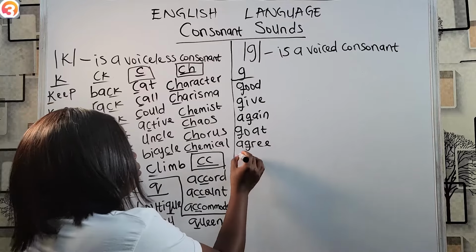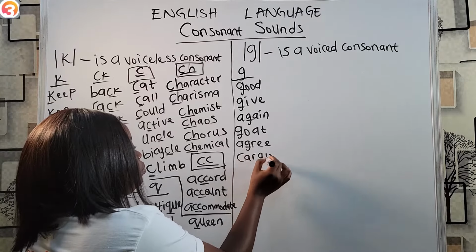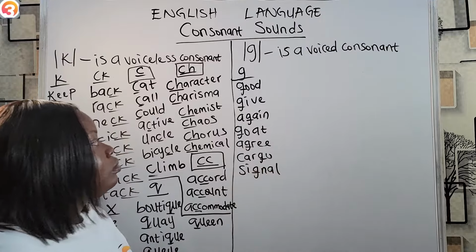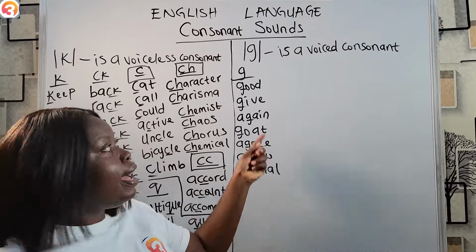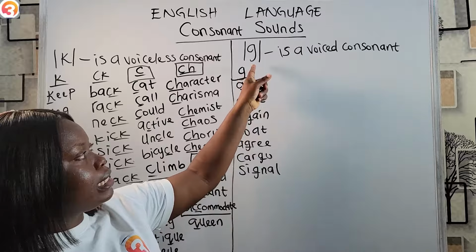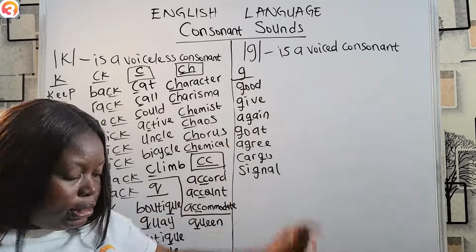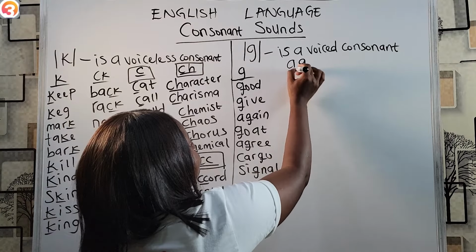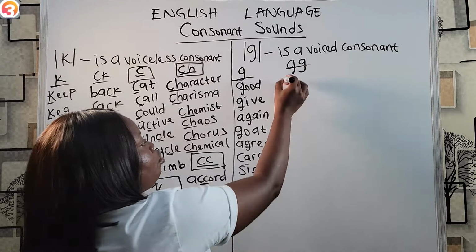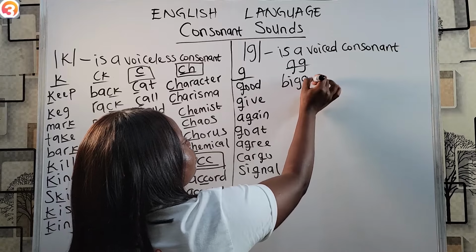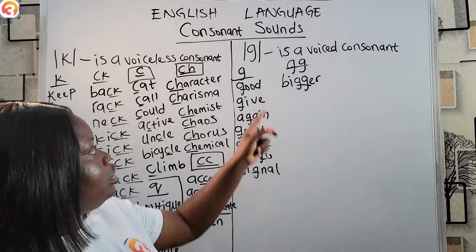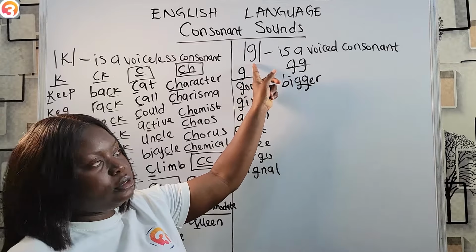Words like cargo. Words like signal. They contain letter G, and the G is pronounced as G, the consonant G. We can also find them in words with GG. Example, bigger. Both G's, by the time you translate, they give you this consonant sound G.